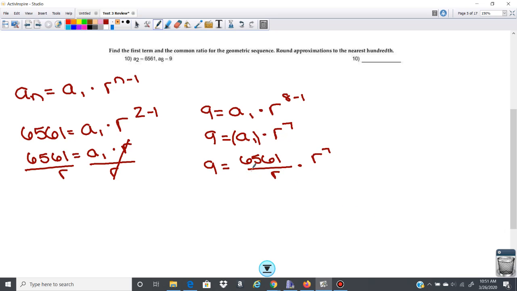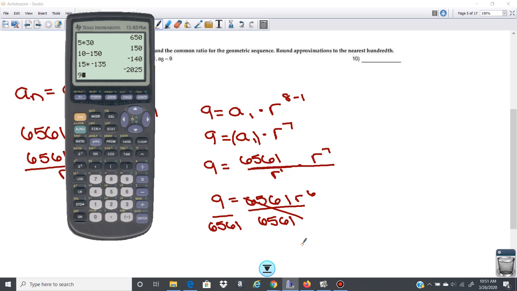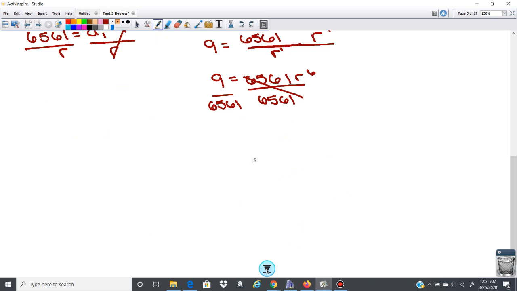All I have to do here with this one is extend this. r to the 7th over r is going to give me r to the 6th, 7 minus 1 there. Then let's solve. We're going to divide by 6561. So 9 divided by 6561, and let's convert that to a fraction. So 1 over 729 is our r to the 6th.